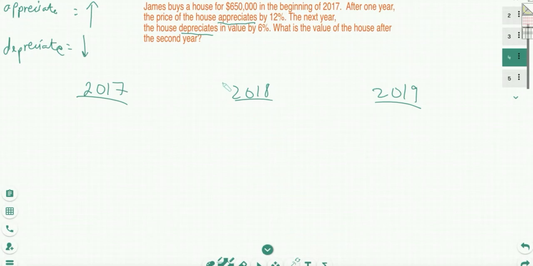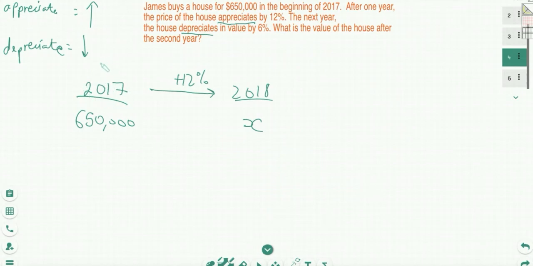So I have three different time periods. What I like to do instead is first just find the price in 2018 and get to 2019 in a sec. So let's fill out our information. We know the price of the house in 2017 was $650,000. The price appreciates by 12%, so we're going to add 12%. And let's find the price of the house in 2018 first. We'll get to 2019 later.